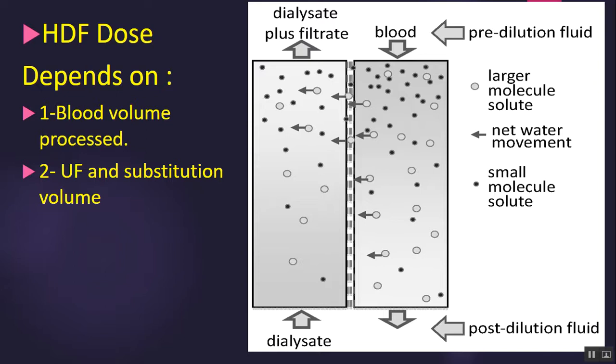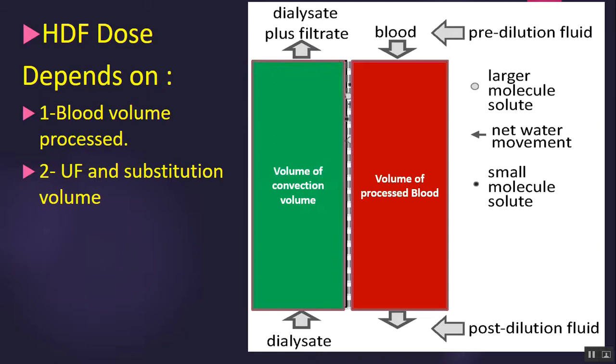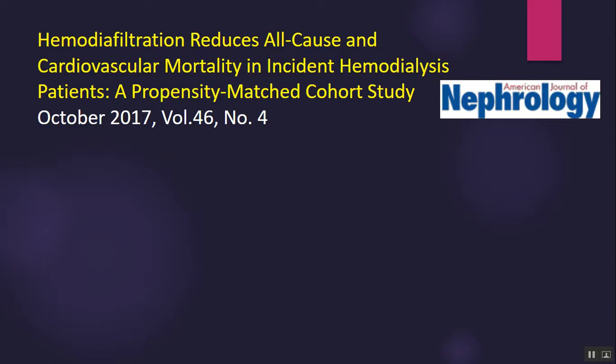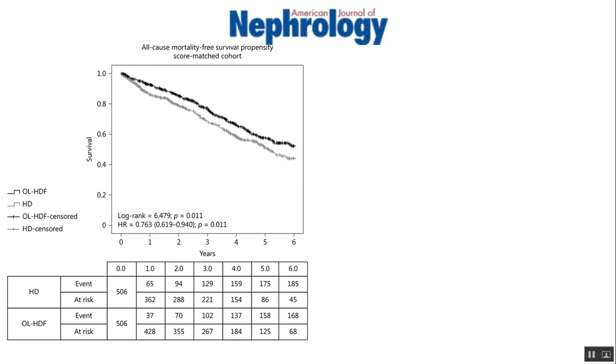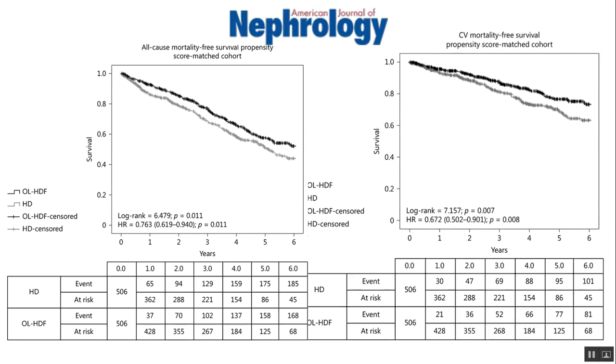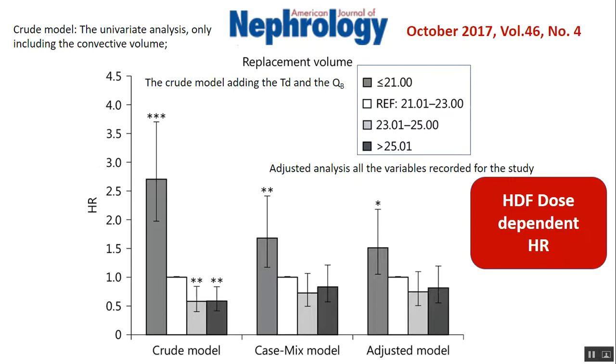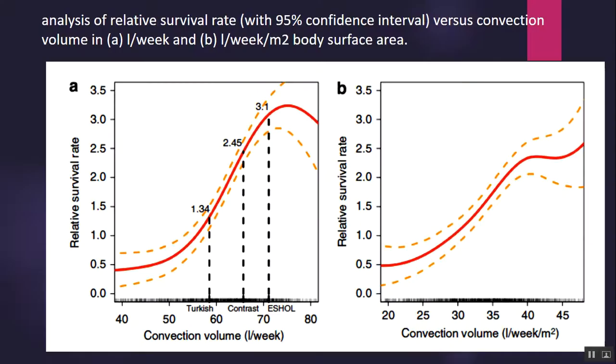In HDF, the dose depends on blood volume processed and the ultrafiltration and substitution volume. The more blood volume and the more substitution, the more effective the hemodiafiltration. It has been recommended that the dose of hemodiafiltration should be around 23 liters per session. All-cause mortality and survival improve with higher doses of Kt/V. There is improvement in all-cause mortality in HDF therapy, and it is dose dependent. So increasing the dose improves the survival.